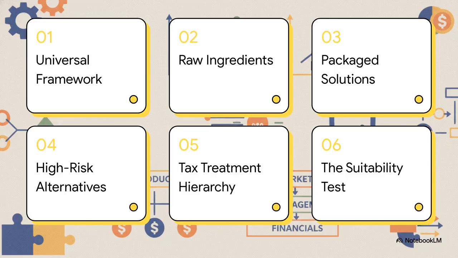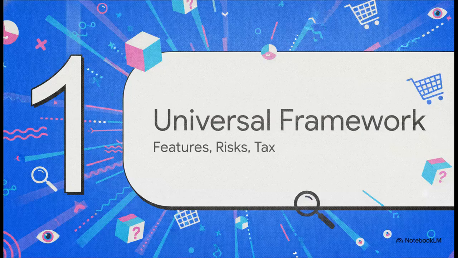So how do we tackle this? Well, to organize this massive universe of products, we're going to take a walk through a financial grocery store. We'll set up a universal framework and then stroll down 3 distinct aisles: raw ingredients, packaged solutions, and the high-risk alternatives. Then we'll wrap up with the tax hierarchy and the ultimate suitability test. All right, kicking things off with our first section.